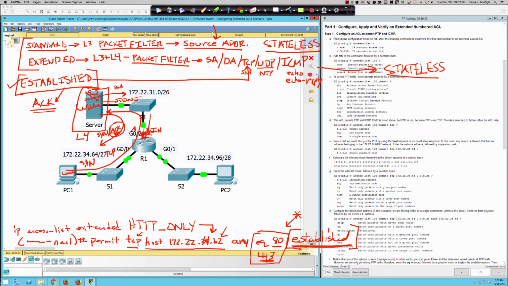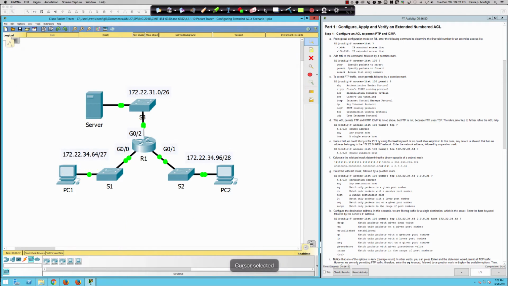That ACL right there is going to block all traffic unless it is established, meaning there's an acknowledgement flag in the TCP segment coming back in the return direction. All right. So that's a brief review of what we talked about, or what we read about a little bit in chapter 4.